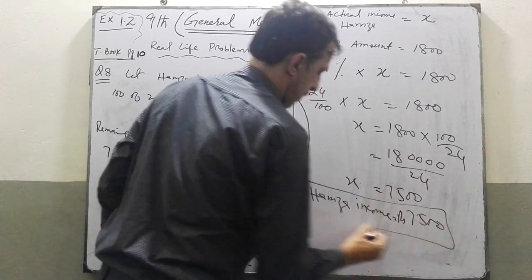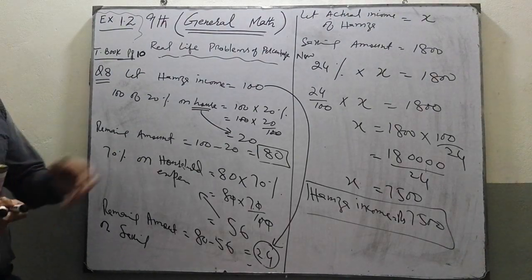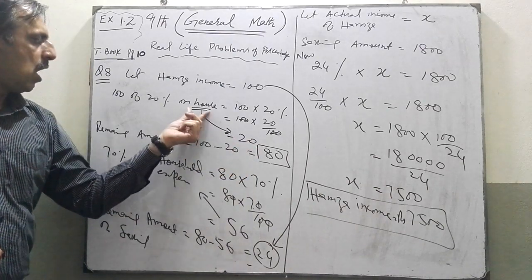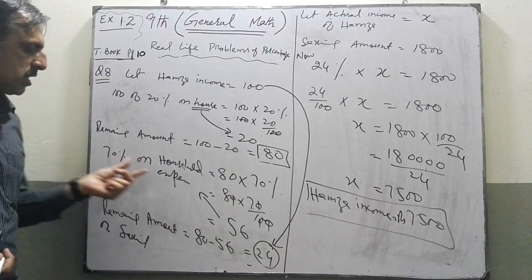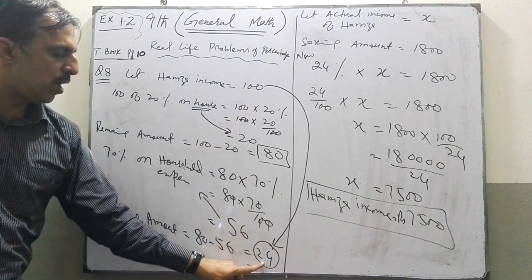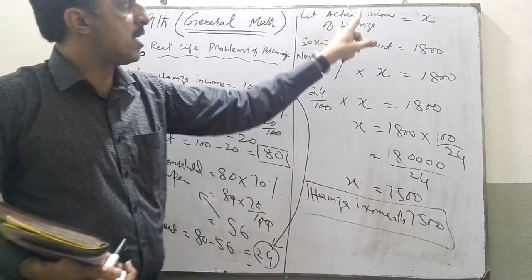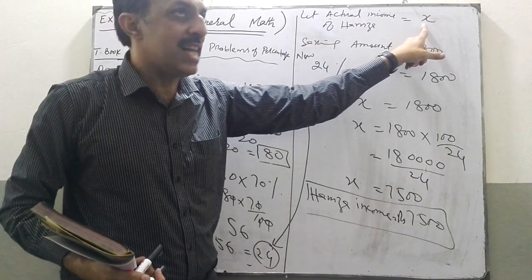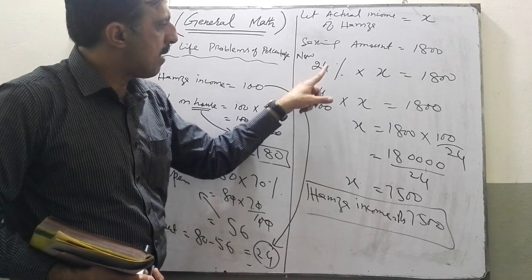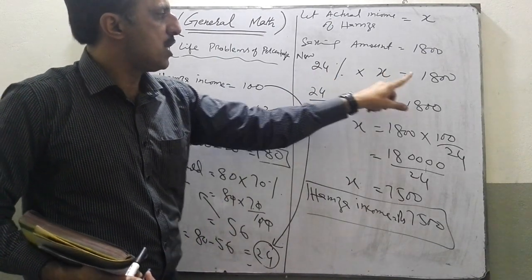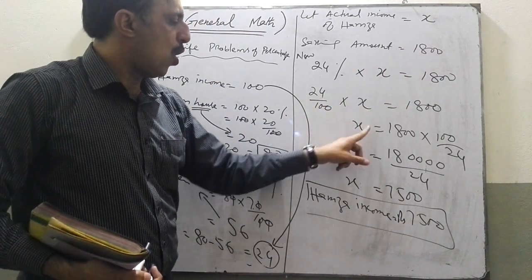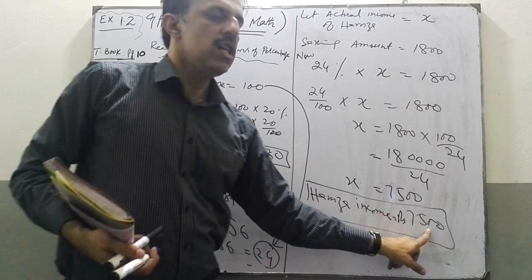That is your answer. This question is somewhat typical. Repeat this: first we take 100 rupees. Out of 100 he pays 20% on the house. Then from the remaining amount 70% is 56. The remaining amount is 24, so out of 100 he saved 24 rupees. In the question the actual income is not given, so we take it as X, and the saving amount is given as 1800. We use the method: 24% of his income is equal to 1800, so 24 over 100 multiplied by X. Solving this, we get Hamza's actual income as 7500.